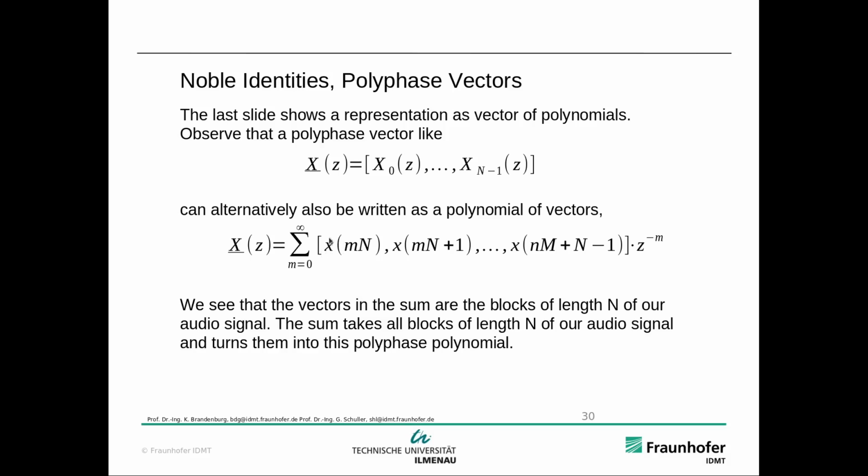So instead of having just one x, you take the sequence of x's and z-transform them, and then you get the same result. So we see that our vectors in the sum are the blocks of length N of our audio signal. The sum takes all blocks of length N of our audio signal and turns them into this polyphase polynomial. So this shows the two different viewpoints. You can view the polyphase vector as z-transforms of downsampled sequences at different phases, but you can also view it as a sequence of blocks which you z-transform. Right? So same thing, but different viewpoints.